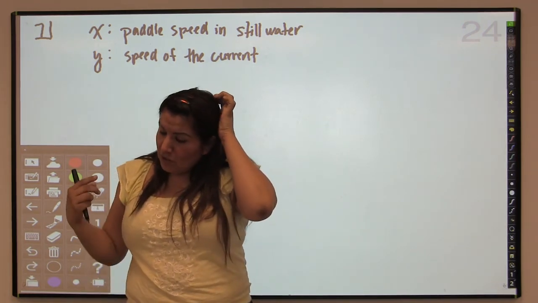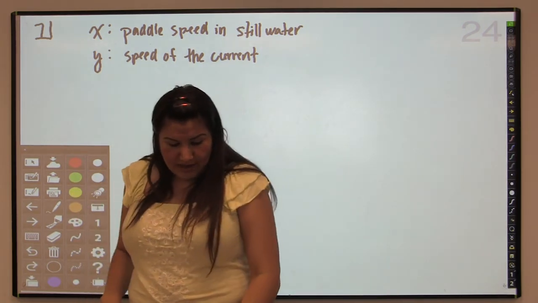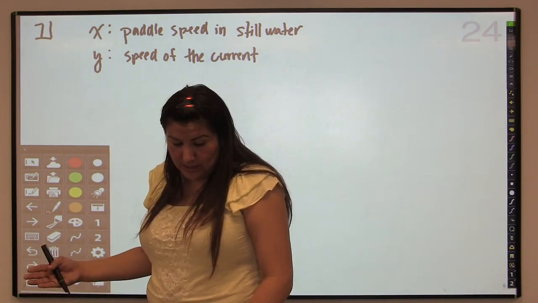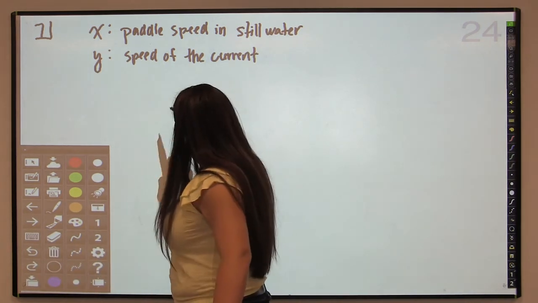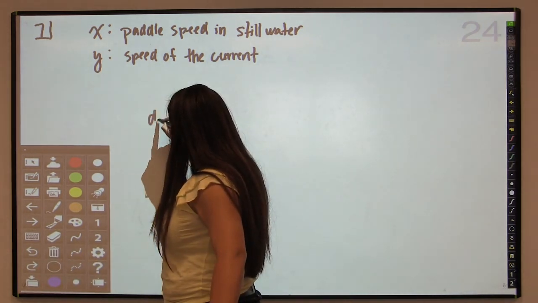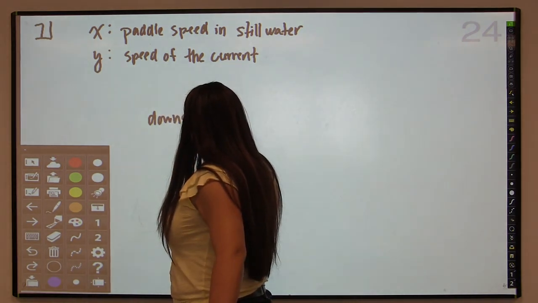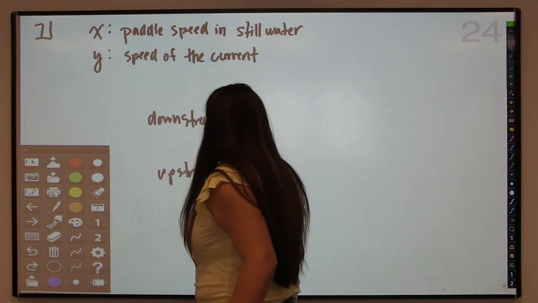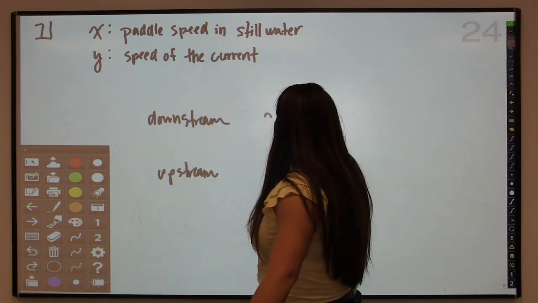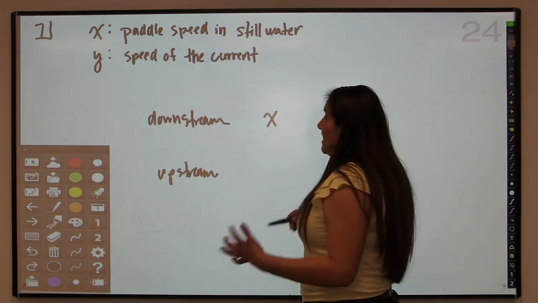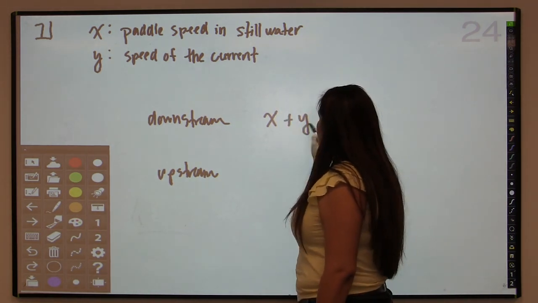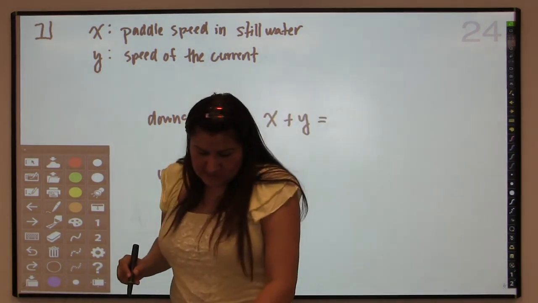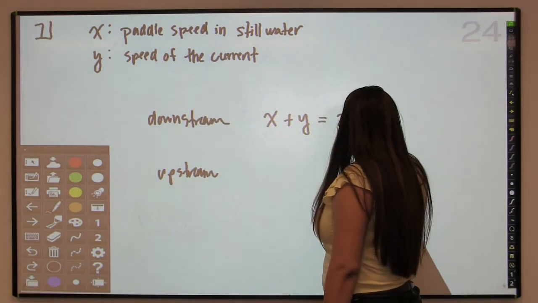So those are our two variables, and here's our first equation. We know from the problem that when the family is canoeing downstream, which means with the current, we're going to put here downstream. We know we want two equations. We want an equation for downstream, and we want an equation for upstream. When you're going downstream, you're going to be paddling at your speed, and because the current is helping you, you're going to add your two speeds together, and so you're going to be going a little bit faster, which it says you're going 2.75 miles per hour.